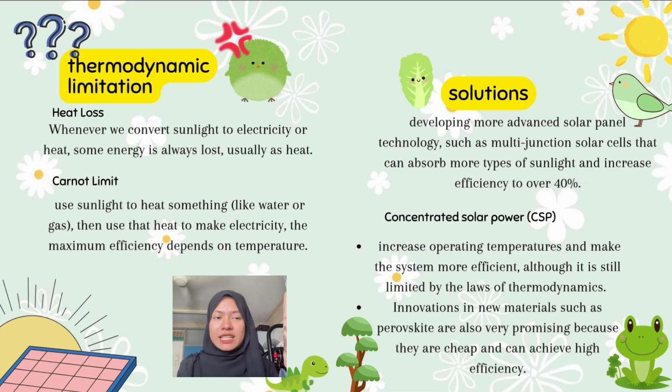But we have solutions for the limitation, which is developing more advanced solar panel technology, such as multi-junction solar cells that can absorb more types of sunlight and increase efficiency to over 40%. Other than that, we use concentrated solar power, CSP, to increase operating temperatures and make the system more efficient, although it is still limited by the laws of thermodynamics. And the last one is innovation in new materials such as perovskite, which is also very promising because it is cheap and can achieve high efficiency.